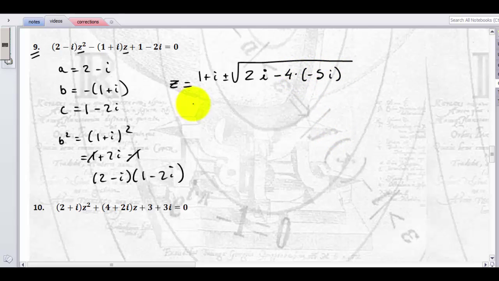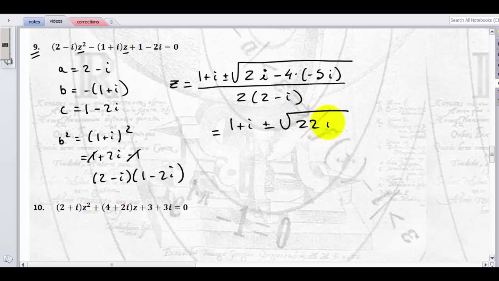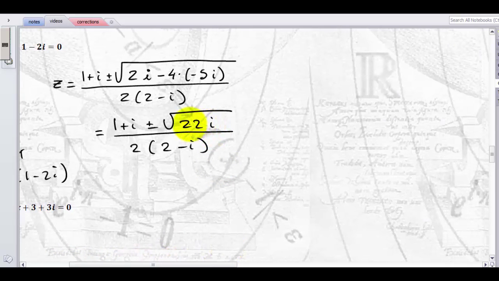Over 2a, so over 2 times (2 minus i). Oh, this is not pretty, right? So it is 1 plus i plus or minus the square root of 22i, divided by 2 times (2 minus i). These are my solutions. Of course, I have to change it. The first thing I need to do is rewrite this. So let's work on this. The square root of 22i is the square root of 22 times the square root of i.